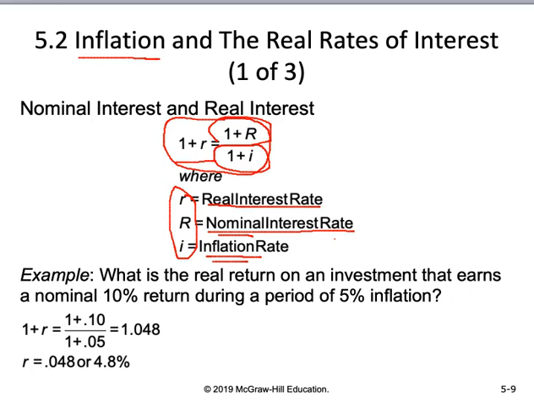Here's an example here at the bottom. We've got a nominal 10%, 1 plus 10%, divided by 1 plus the 5% inflation rate, and we find out that the real interest rate or real return is 4.8%. Now, it gets you very close to just subtract inflation from the nominal rate. 10 minus 5 would give you a 5% real return, but when you actually run it through the correct equation here, you come out with a real return of 4.8%.